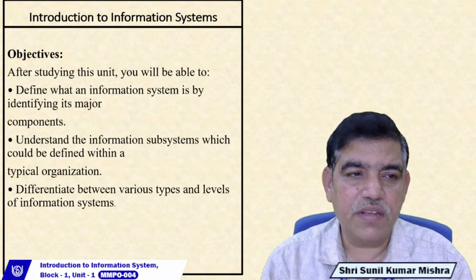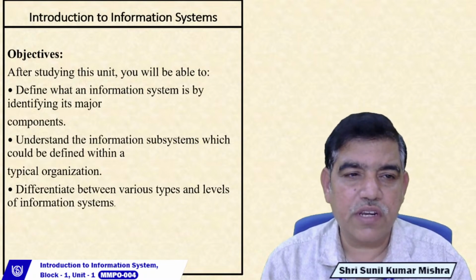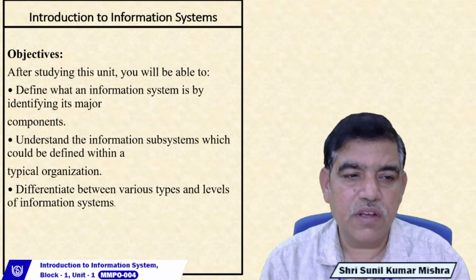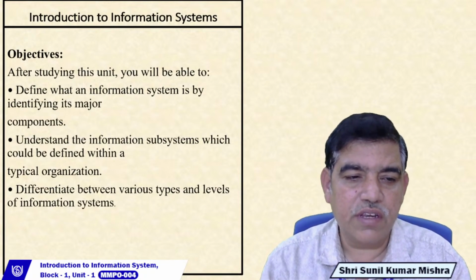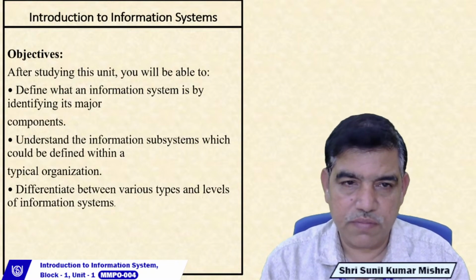The main objectives are, after studying this unit, a student will learn to define what an information system is by identifying its major components, understand the information subsystems which could be defined within an organization, and differentiate between various types and levels of information system.